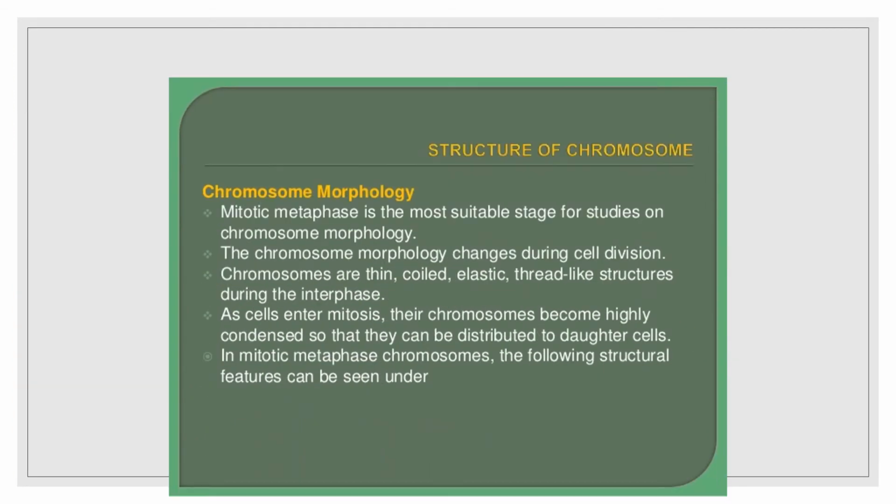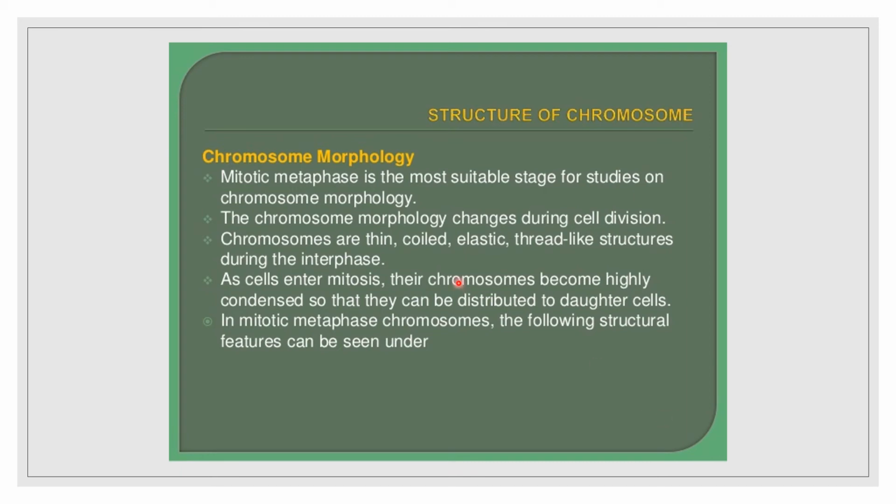Okay, now, structure of chromosome. The structure of a chromosome is usually studied during the metaphase of mitosis. During metaphase, the chromosome is in a more condensed form so that it can be easily distributed to the daughter cells. And when you talk about the chromosome in the interphase stage, here you can see the chromosomes are thin, coiled, elastic, and thread-like structures. That means the chromosome structure varies from one stage of cell division to the other. In the mitotic metaphase chromosome, the following structural features can be seen.